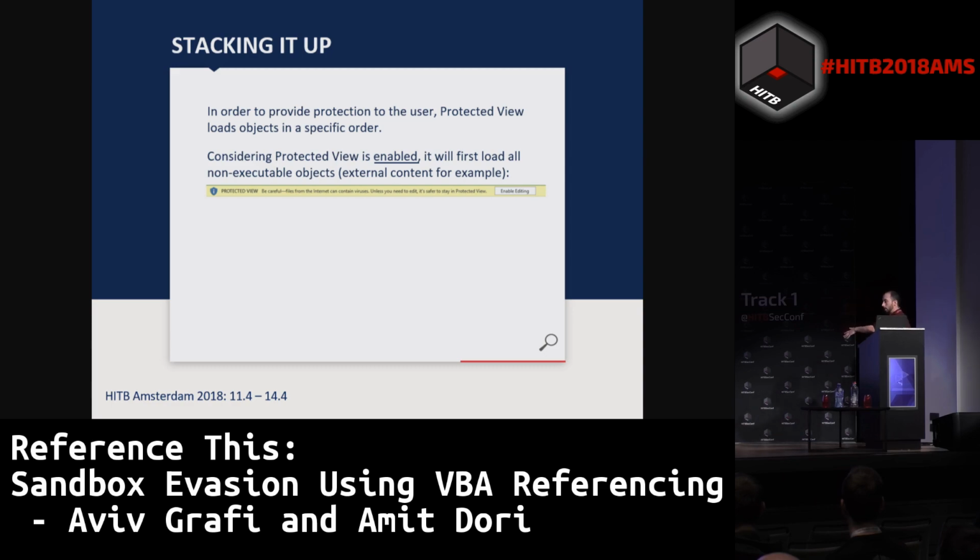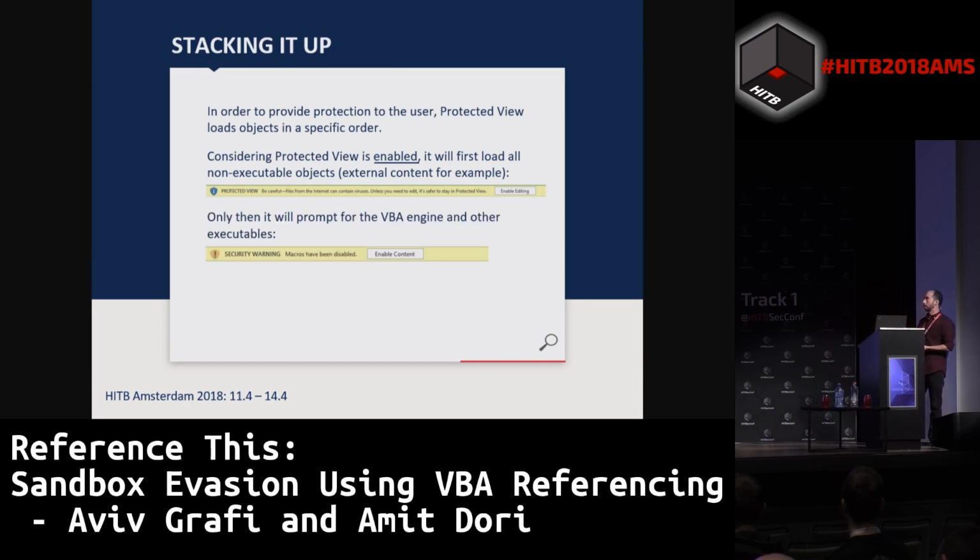So you click Enable Editing, and once you do, the document loads all of these elements, and then it asks you, do you want to load the active content? In this case, macros, but it could be ActiveX and so forth. So as I said, it's a two-step confirmation procedure in order to protect the user. First, you load the suspicious stuff, and then you load the actually potentially dangerous elements. So this is the user's point of view.